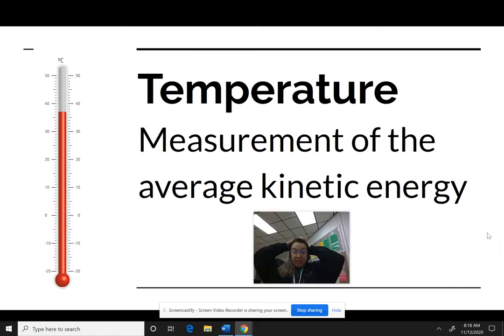The next word we're going to discuss is temperature. And temperature is just the measurement of the average kinetic energy. We'll talk more about that later. It'll make more sense.